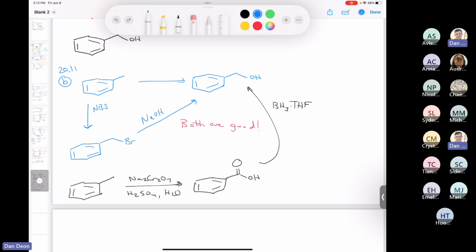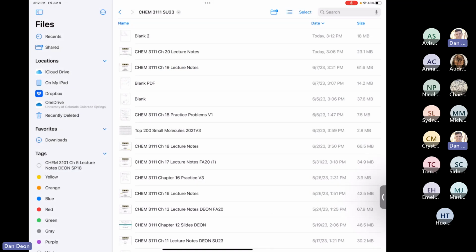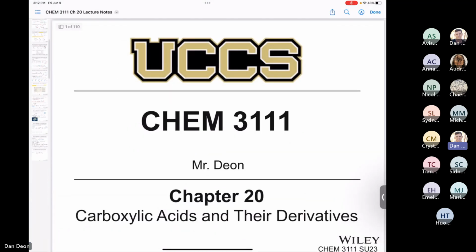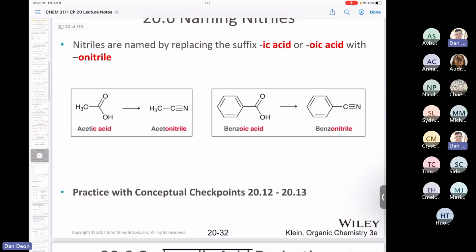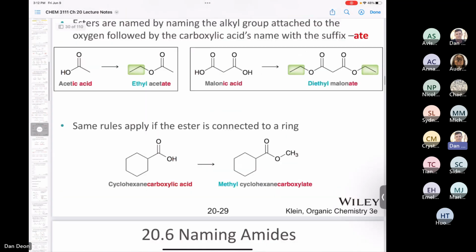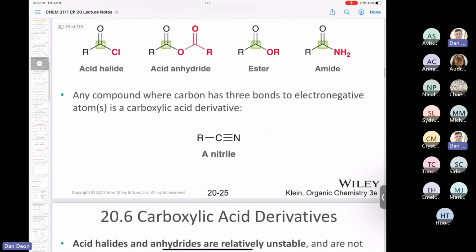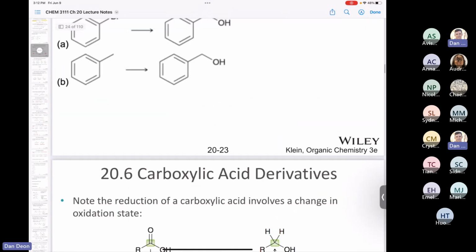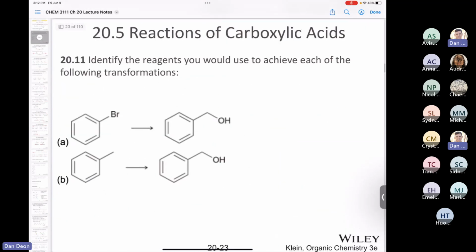Okay, so let's move ahead here. Just bear with me. Let me find my slides. Where were we? I lost my place now. We were down all the way down here somewhere. And we were right here. Okay, so we solved these problems.